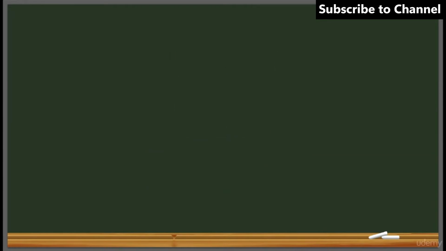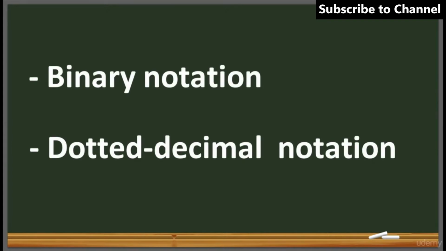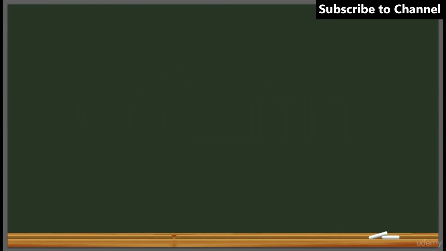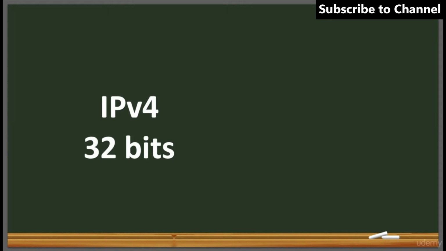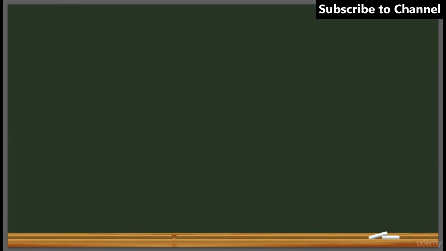There are two main notations to represent an IPv4 address: binary notation and dotted decimal notation. Let's talk about binary notation first. As I mentioned before, an IPv4 address consists of 32 bits. A bit can have a value of either a 0 or a 1. This means that an IP address in binary notation should look something like this.